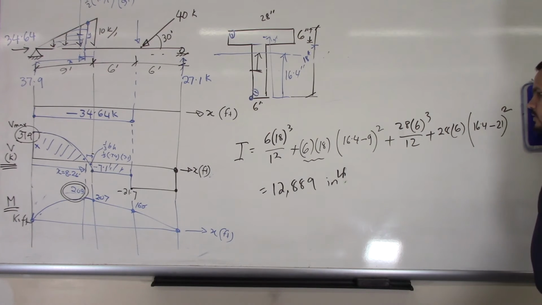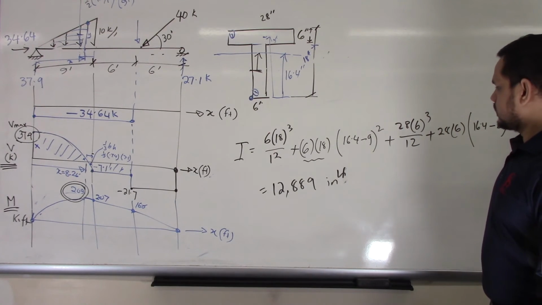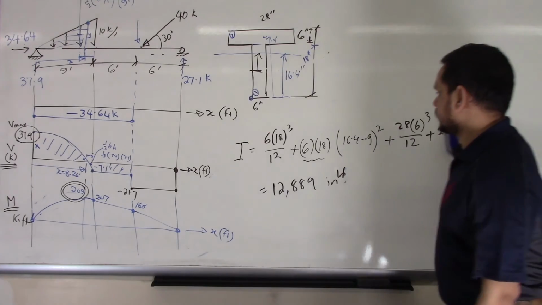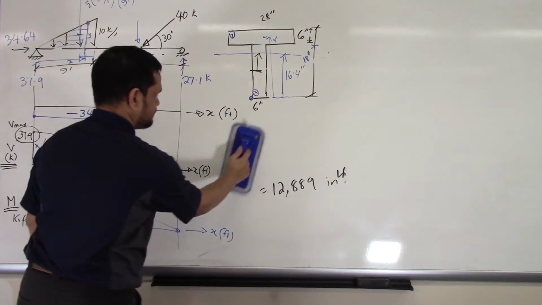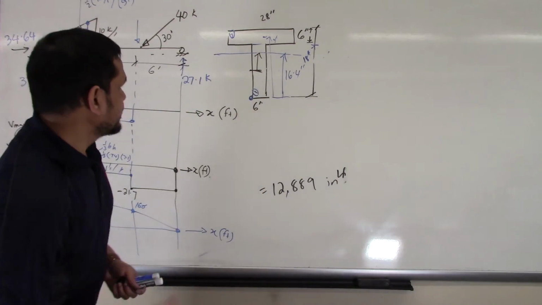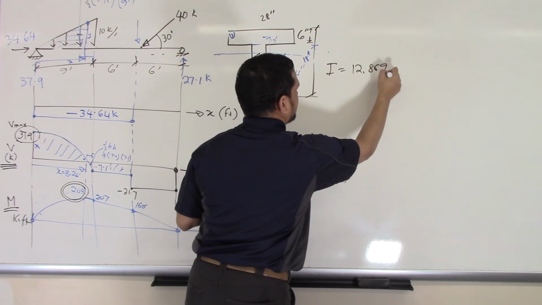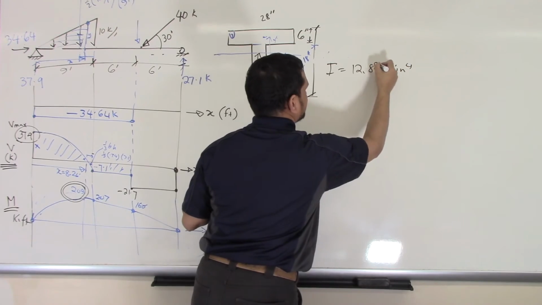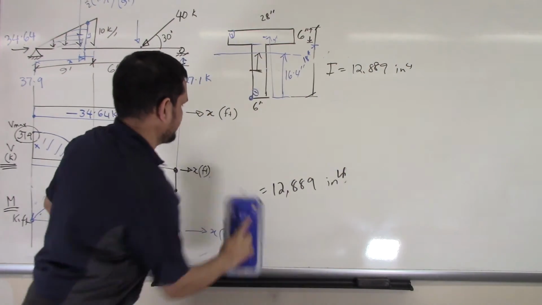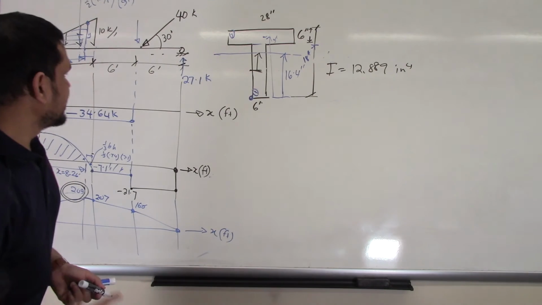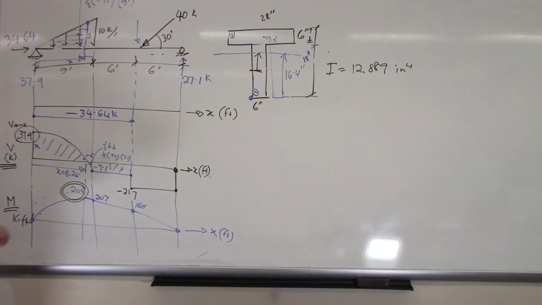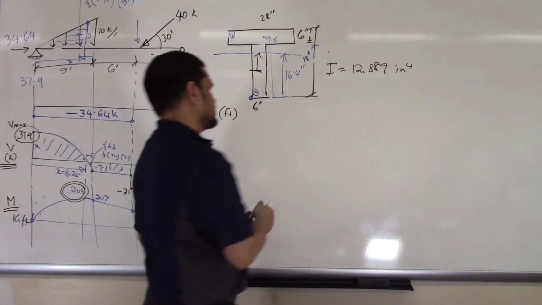Okay, let me erase it and keep the value only. 12,899 inch to the power 4. Now, where is my maximum moment? Here, 209. Now, my shear force is not dependent on that. Shear force is separate. Let us find my shear force first.